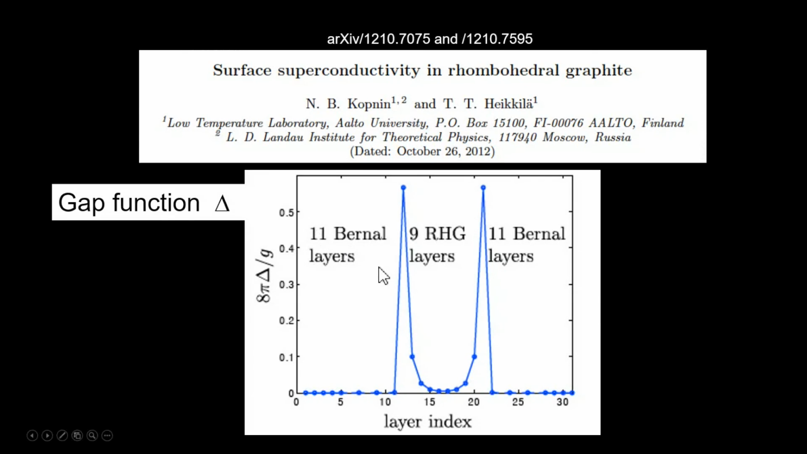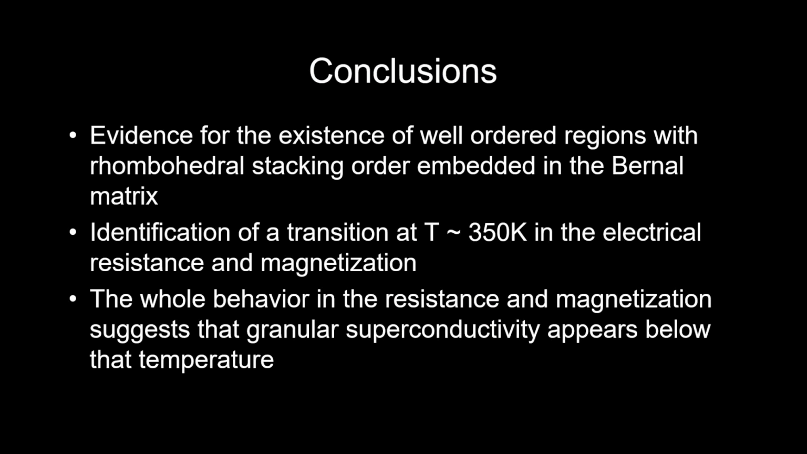The interfaces between rhombohedral and Bernal may be of importance for triggering superconductivity in graphite at very high temperature, as this theoretical result of the superconducting order parameter as a function of the position in a three-layer system with a rhombohedral phase in the middle suggests. The large enhancement of the order parameter at the interfaces is mainly due to the existence of a flat band at the rhombohedral surface. Here are the main conclusions.